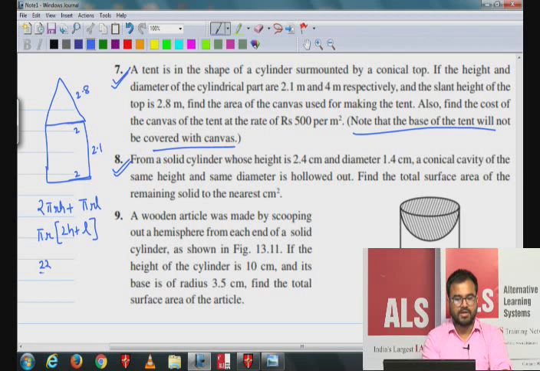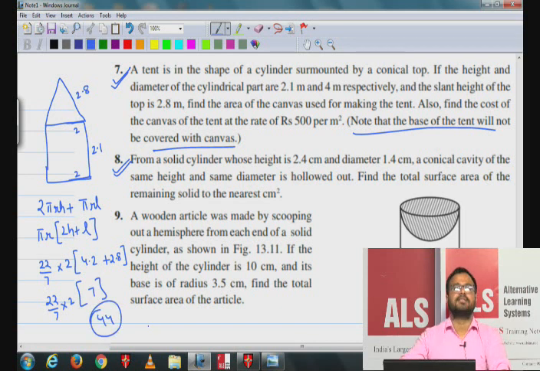So you just have to substitute the values: 22 by 7 into radius 2, into 2h. 2h means 2.1 into 2, which is 4.2, plus the slant height, which is 2.8. So 22 by 7 into 2, into 4.2 plus 2.8, which is exactly 7. So 7 and 7 will get cancelled out. So exactly 44 is the answer. A very easy calculation, no decimal, nothing. 44 meter square is the area, right?